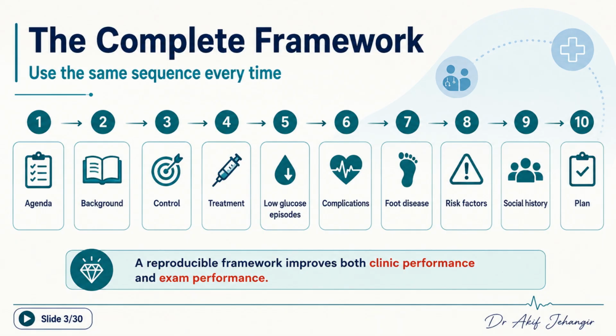Use the same sequence every time. Start with the patient's agenda, then background, control, treatment, low glucose episodes, complications, foot disease, risk factors, social history, and then the plan. This structure keeps your history complete, but also clinically useful.